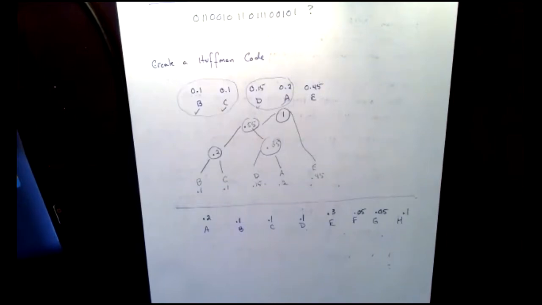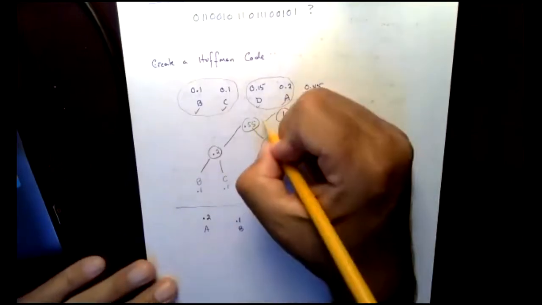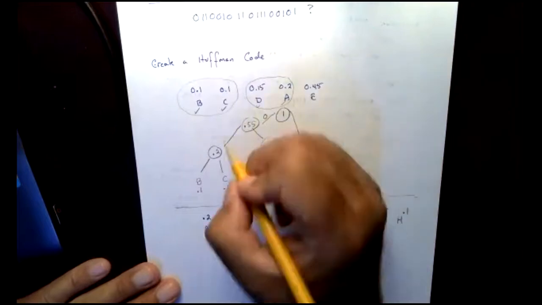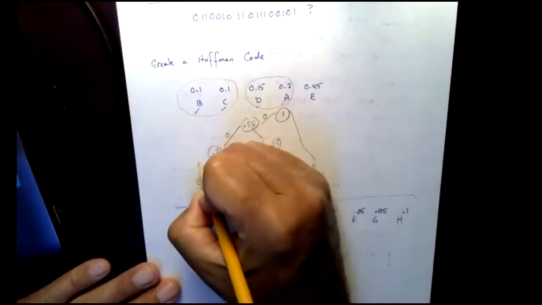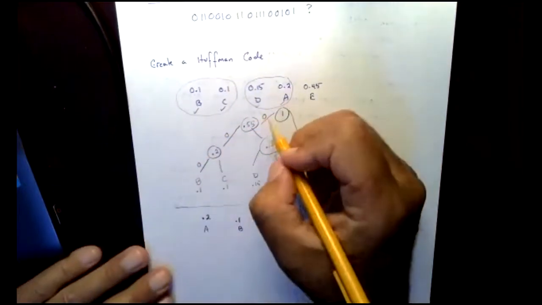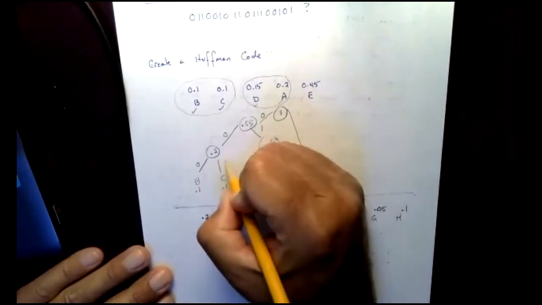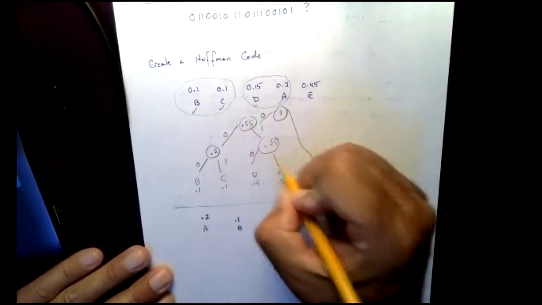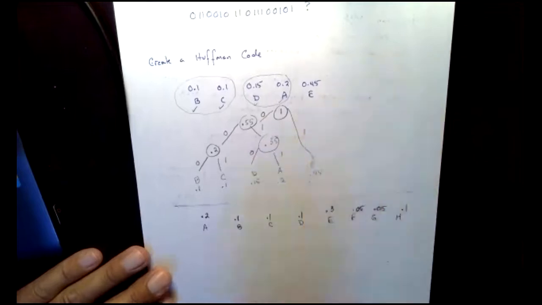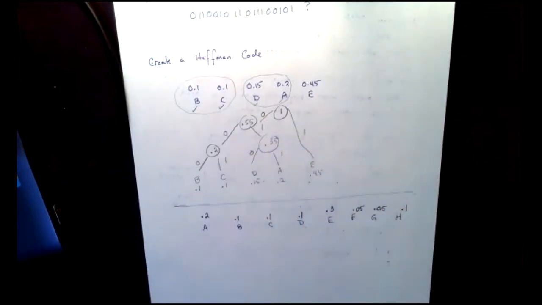Now, I'm going to put in zeros and ones. Zero for the left child, one for the right child. Here's a one, here's a one. Oh, here's a zero again. Here's a one, and here's a one. And what I just created was my code, my Huffman code, to represent each one of these characters.